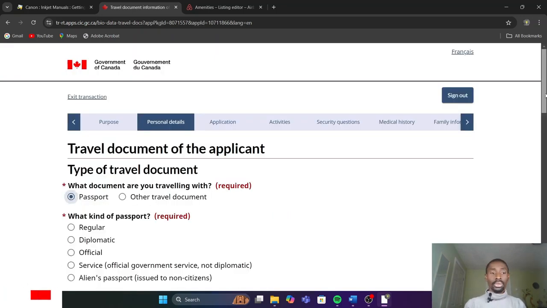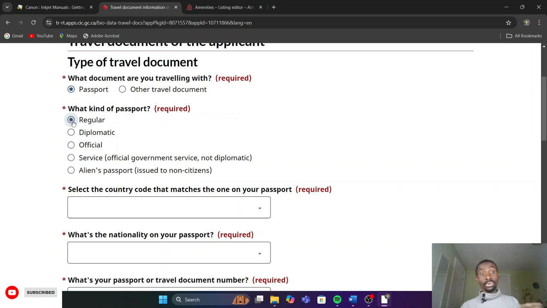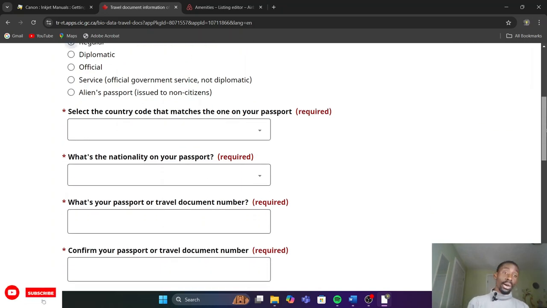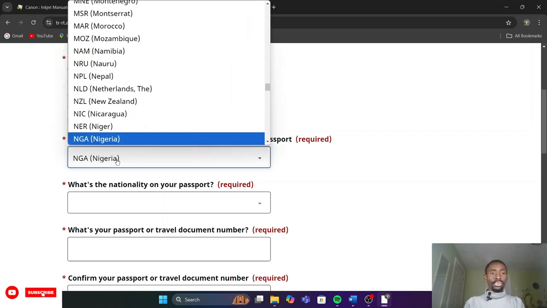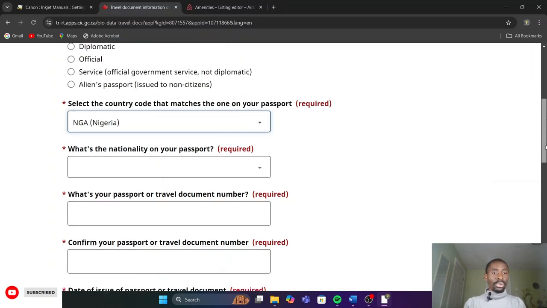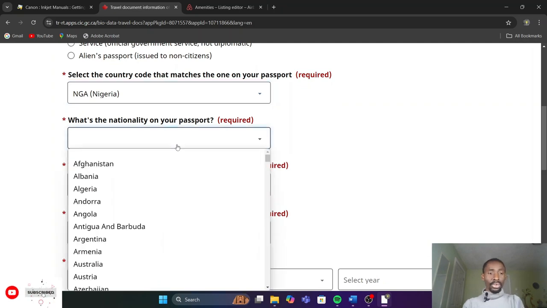Now, what document are you traveling with? Yeah, passport, of course. So what kind of document? If your mother is a senator or president, you can use diplomatic. But in this case, our mother Mary is a normal, regular citizen. So which country? NGA, okay, Nigeria. NGA is Nigeria. So what's the nationality of your passport? Of course, Nigeria.